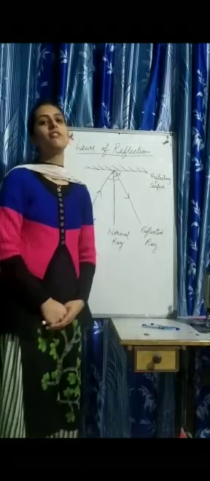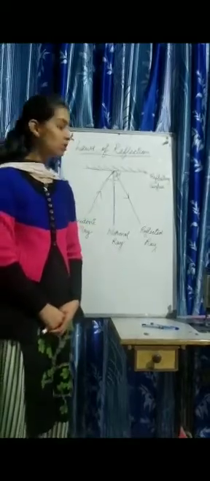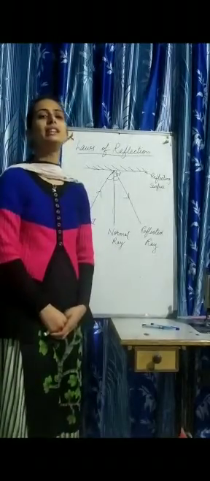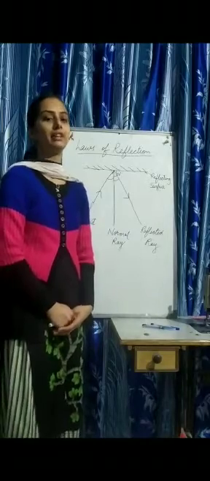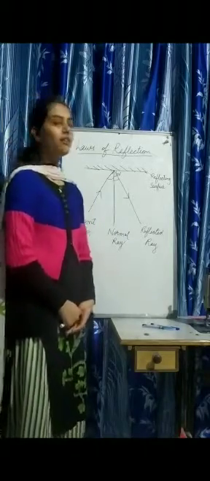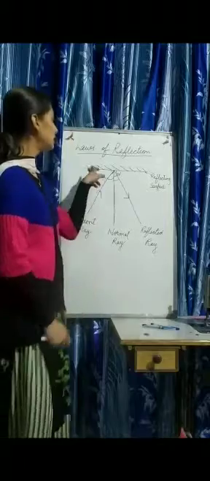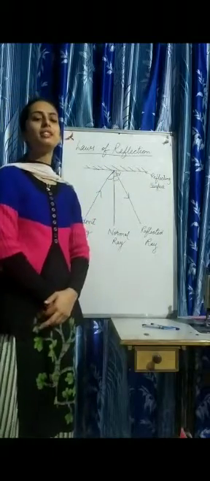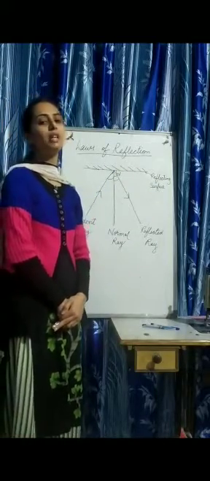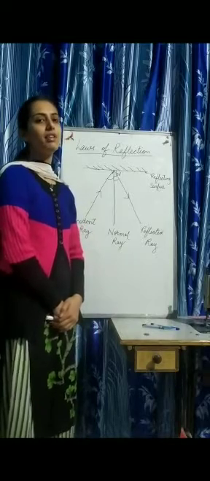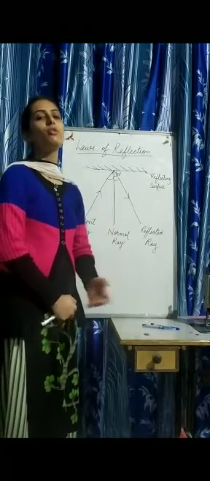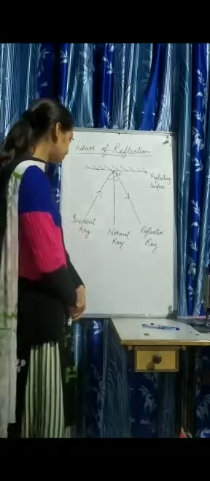We know that when a ray of light strikes a surface, it changes its direction and gets reflected. So we will study here what happens. This is the reflecting surface. A reflecting surface can be anything, any object, a mirror or whatever, wherever you are shining the light.